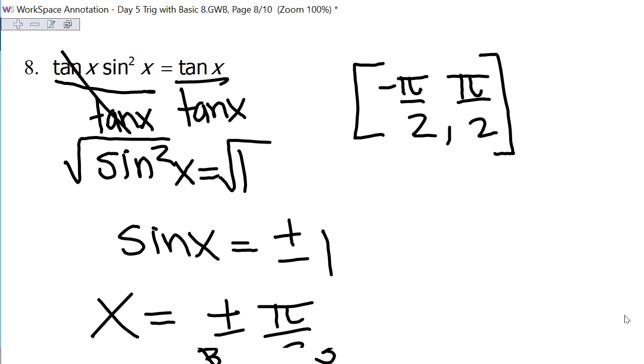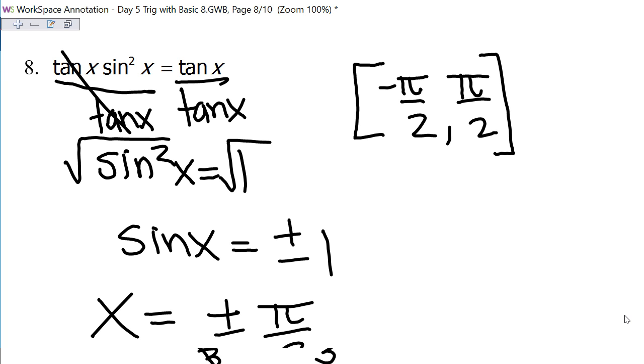Okay, number 9, this is a new one for today. It says solve for all values of x. So that means don't just do one rotation from 0 to 2 pi. That means you can keep going. So you can keep circling around that unit circle and making revolution after revolution after revolution and finding all possible angles. So let's get started.